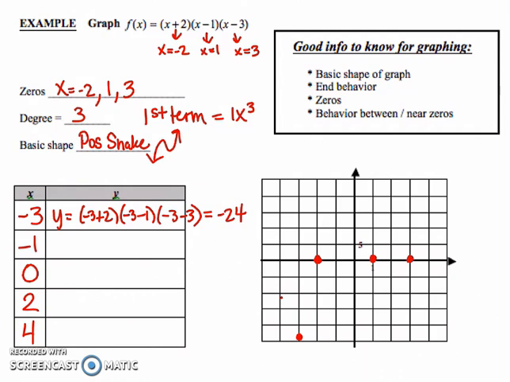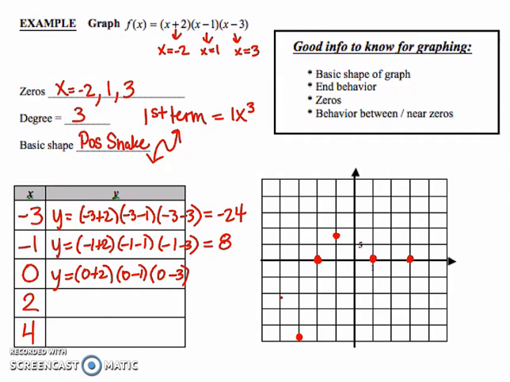So when x is -1, my y value is going to be -1 plus 2 times -1 minus 1 times -1 minus 3. I do the math. That one's going to give me 8. So at -1, I'm at 8, which is about right there. When x is 0, that one's pretty easy. 0 plus 2 times 0 minus 1 times 0 minus 3 is basically just 2 times -1 times -3, which gives me a value of 6, which is right there.